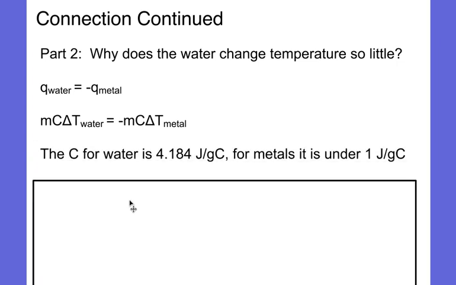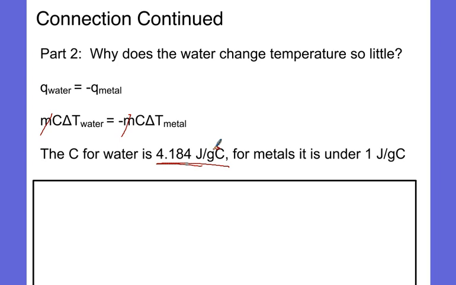Now, even if we had the same amount of mass for metal and water, so we'll just pretend the mass is the same, we can cancel these m's out and just focus on the c's and the delta t's. The C for water is 4.184 joules per gram degrees Celsius, and this is a really important number. Problems will just assume you know it, they won't give it to you. And for metals, it's generally under 1 joule per gram degree Celsius, oftentimes much under 1, like 0.3.